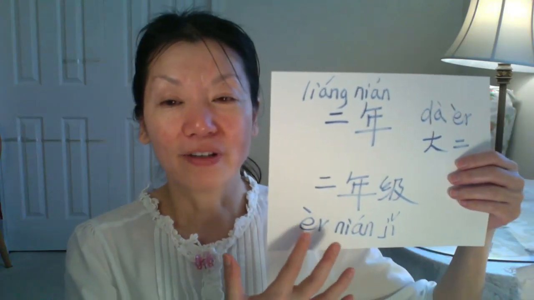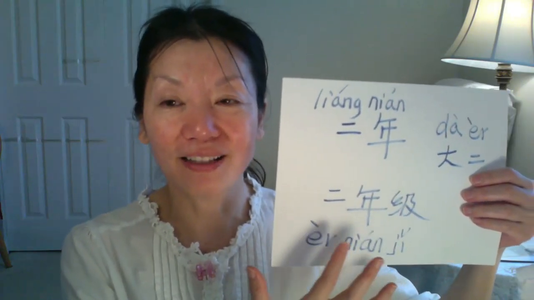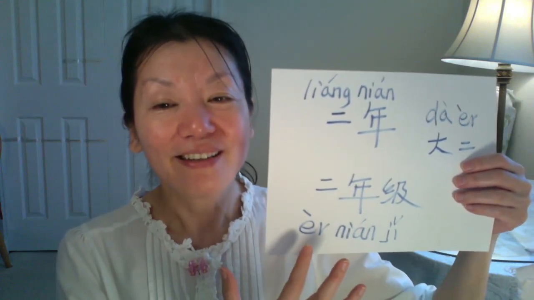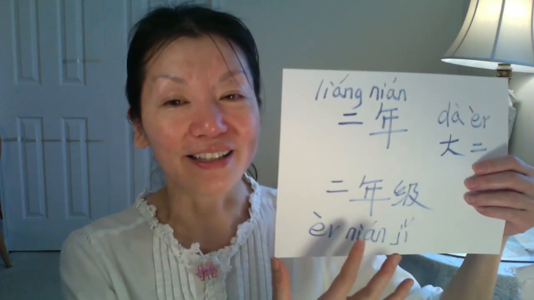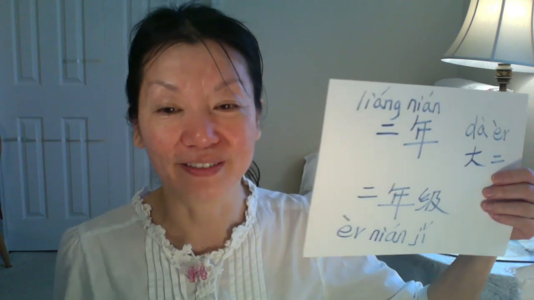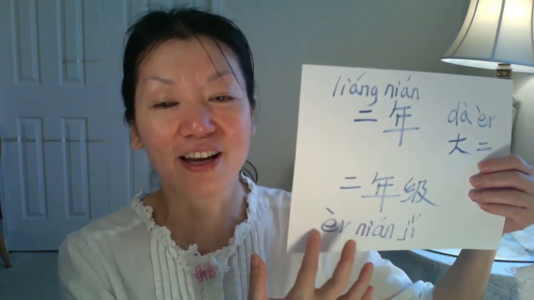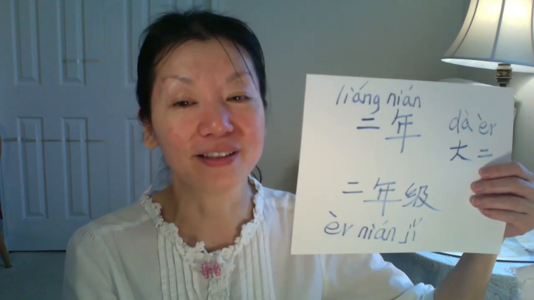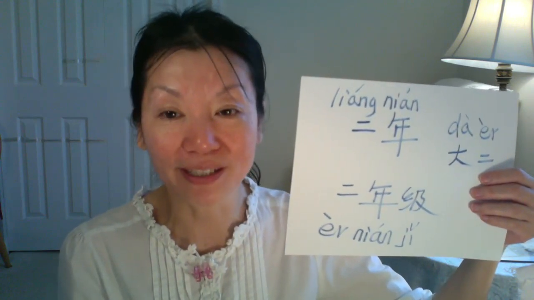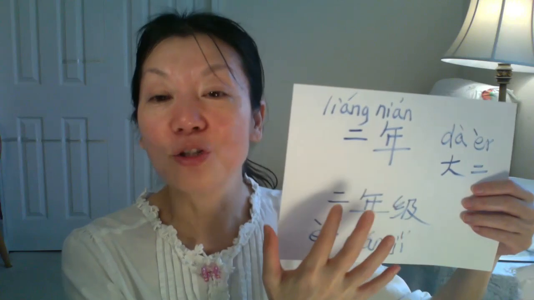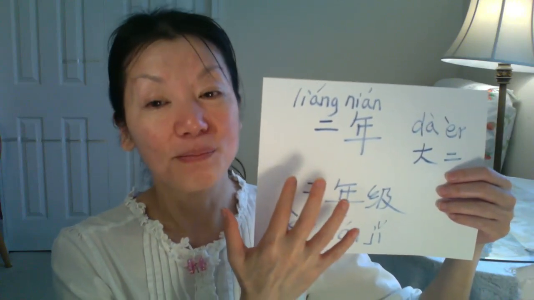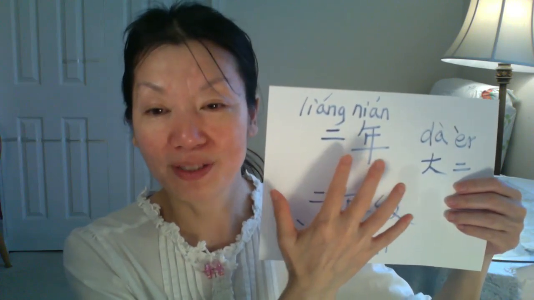Okay, so for the grade, the school, kindergarten, elementary, 一年级, 年级 means grade. 二年级, second grade. 三年级, third grade. 四年级. Here we pronounce 二 because we follow the number. We're not talking about how much or how many. For the year, how many years? 两年, 2 years. We don't say 二年, we say 两年, 2 years.